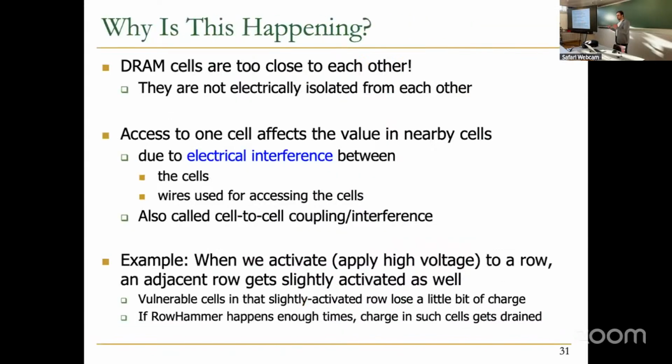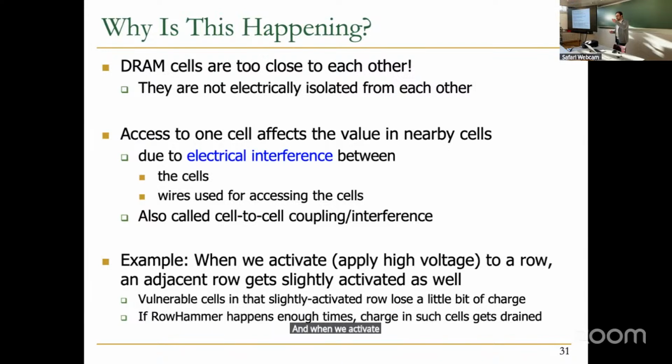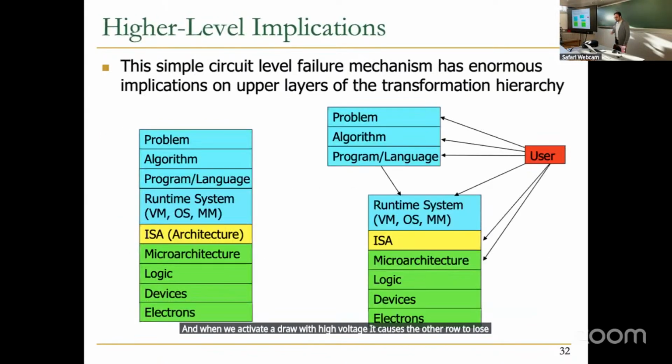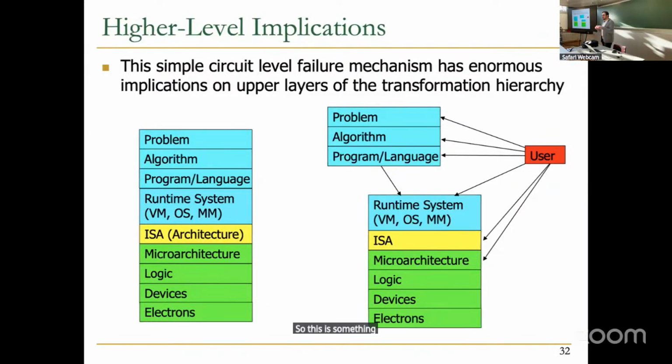This is happening because the DRAM cells are too close to each other, and access to one cell affects the electrical charge in the other cells. When we activate a row with high voltage, it causes the other row to lose charge a little bit more. So this is something really low level, what I explained.